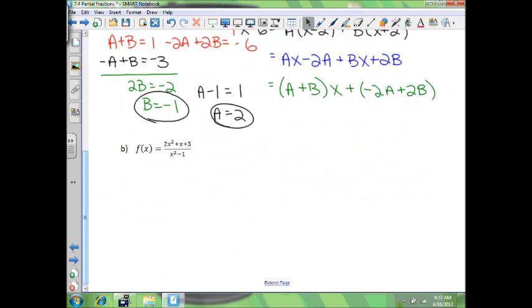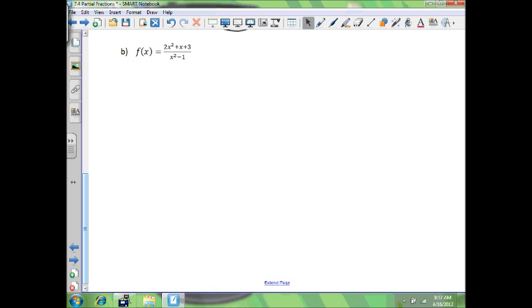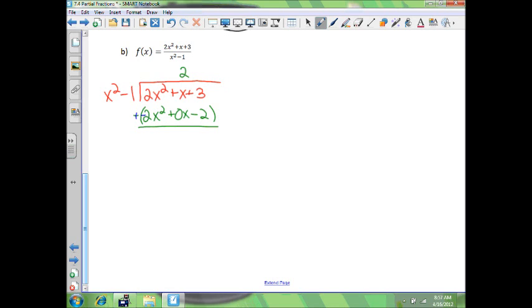Looking at example B, we're going to do pretty much the same thing. The leading terms both have the same degree, so we're going to do some polynomial long division here. x squared goes into 2x squared twice. So 2x squared plus 0x minus 2. We change our signs, that goes away, and we have x plus 5. So you could really write this as 2 plus (x plus 5) over (x squared minus 1).